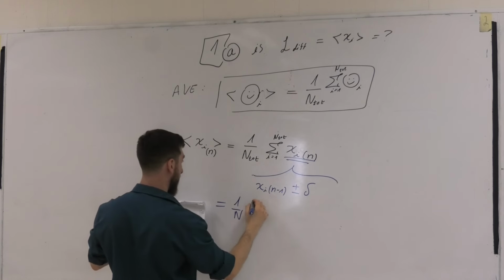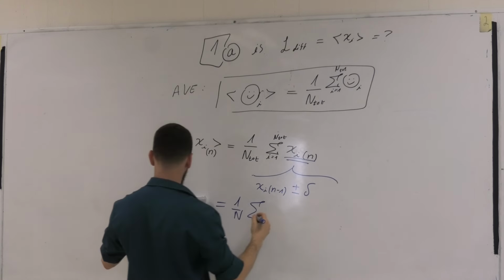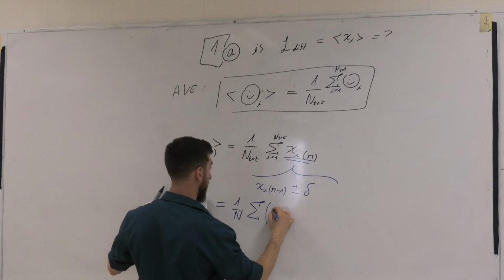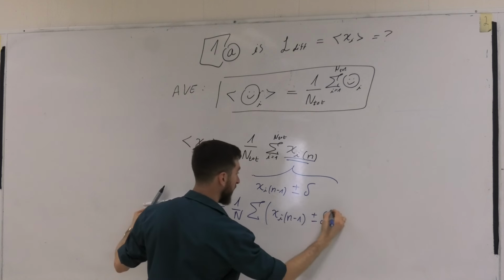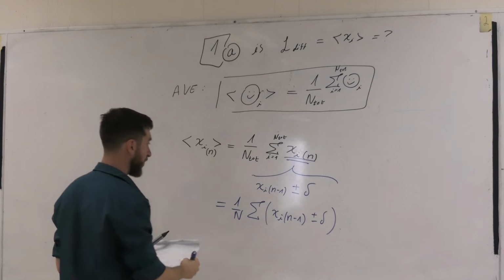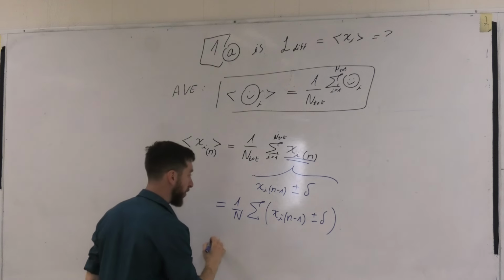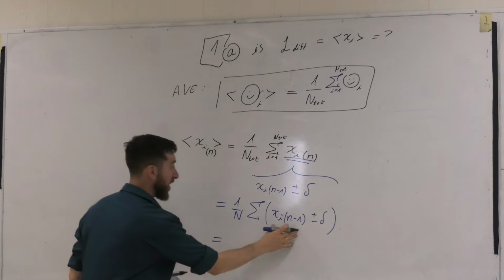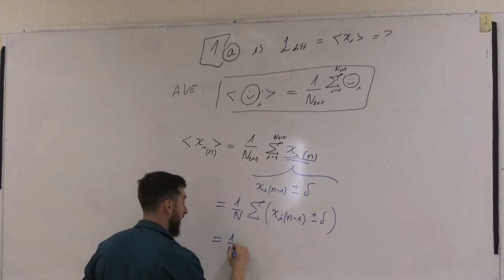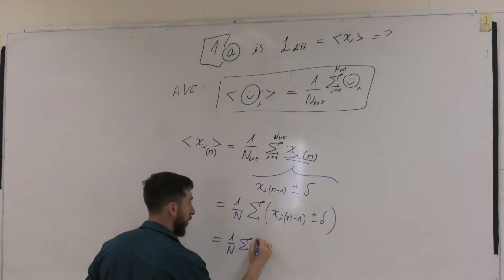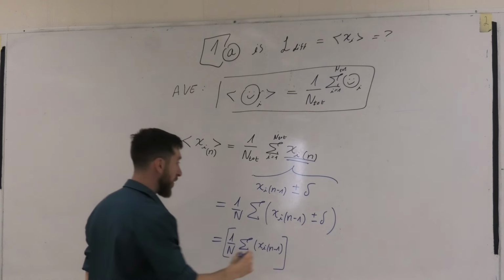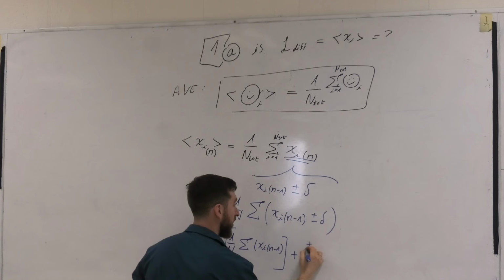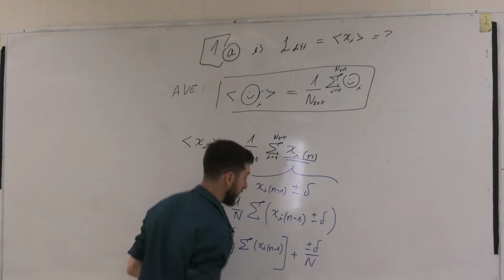I'm going to do a summation of x_i(n-1) plus minus delta, right? And I'm going to get two terms. The first term is going to be that 1 over N sum of x_i(n-1). So this is the first term, plus I'm going to get this term, right?